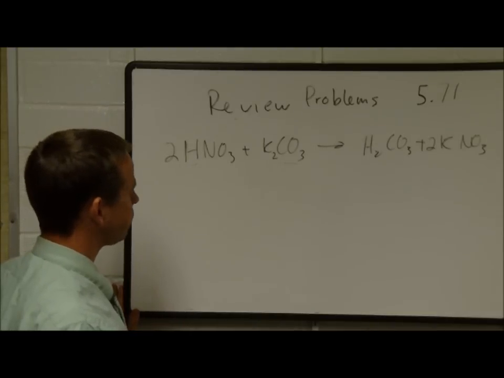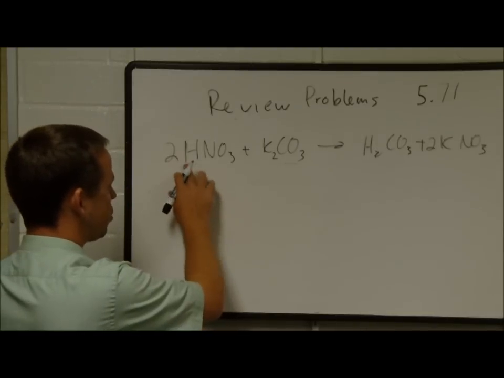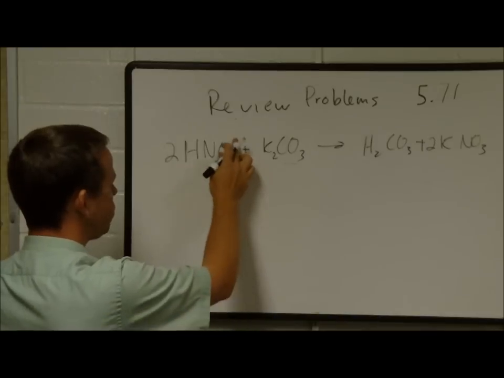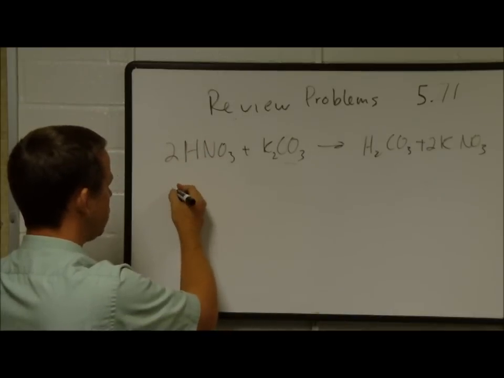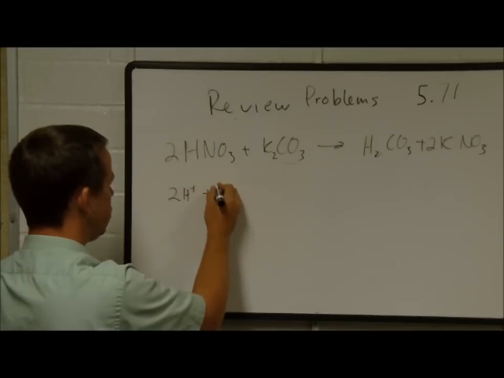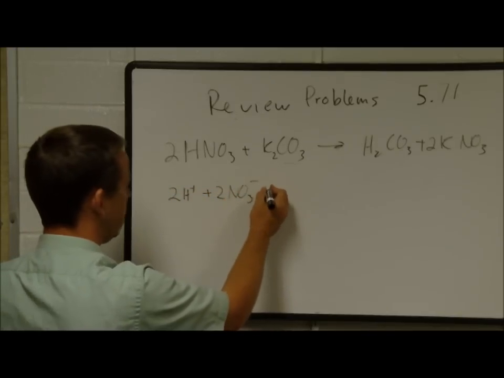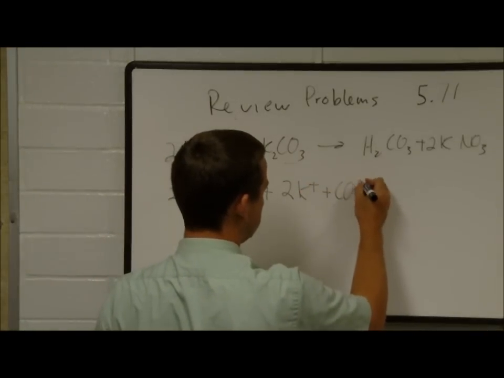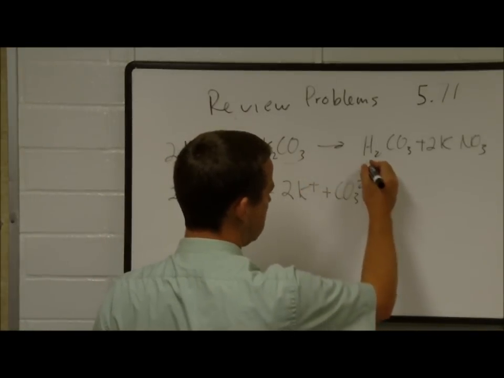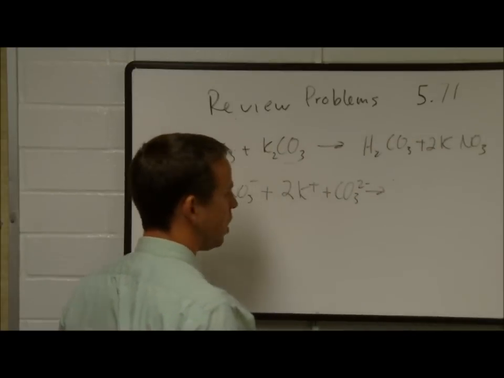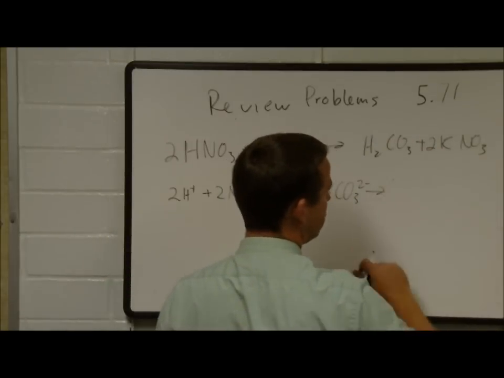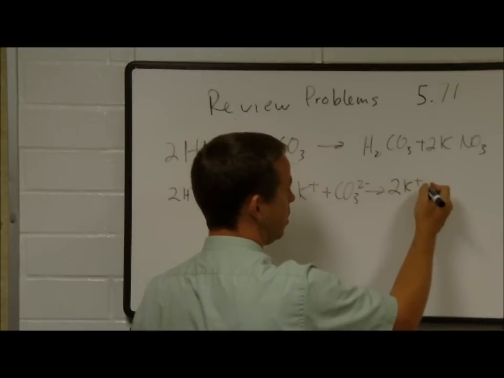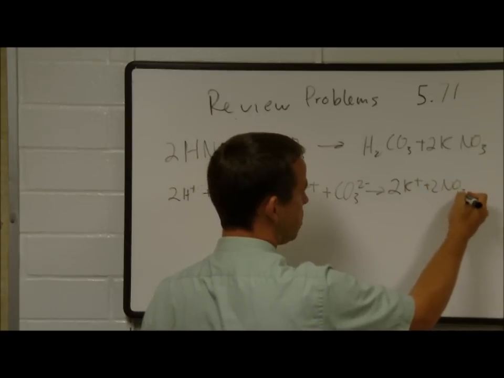All right, so the net ionic equation, is this a strong acid? Yes, it's one of the strong acids, right? HNO3, nitric acid, strong acid. Nitrate goes to -ic, nitric acid. So we have two H pluses and two NO3 minuses, and we have two K pluses and one CO3 2 minus, right? The product is carbonic acid, H2CO3, and two potassium nitrates. We'll do the potassium nitrates first. Two K pluses and two NO3 minuses.